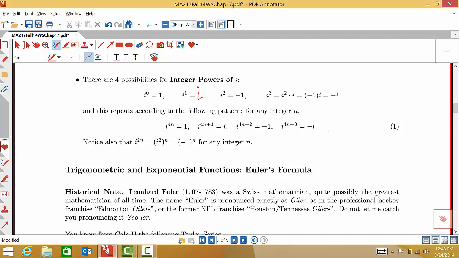So i to the fourth will be i squared times i squared, and that's going to be negative 1 times negative 1, so that's equal to 1. So i to the fourth is the same as i to the 0th power. i to the fifth is going to be i to the fourth times i, so that's just i, and so on and so forth. Okay, so I shouldn't see you leaving any answers with powers of i in there. You should be simplifying everything.